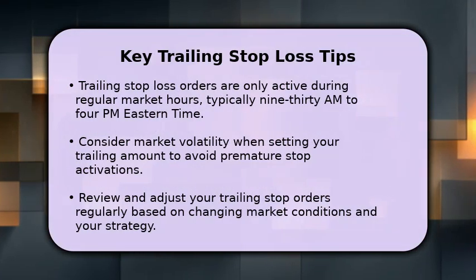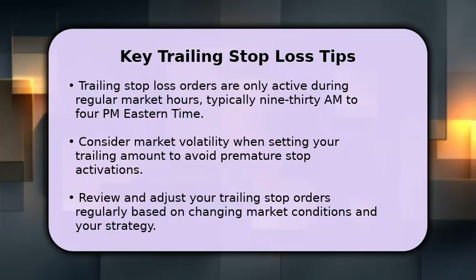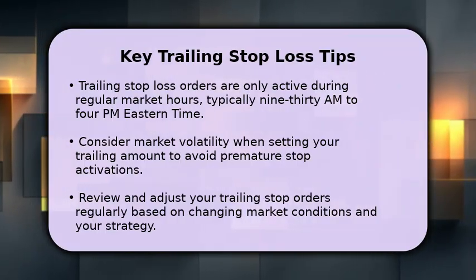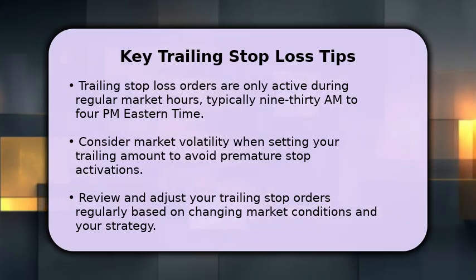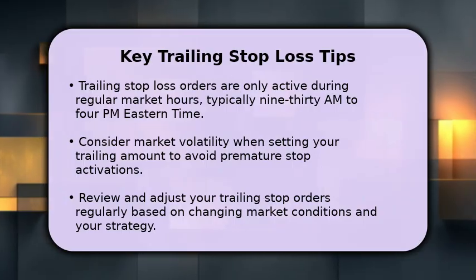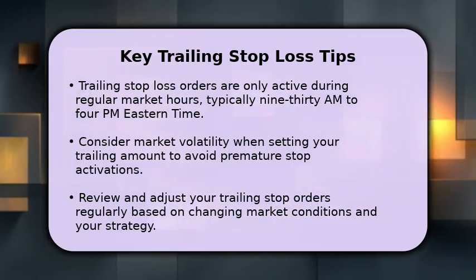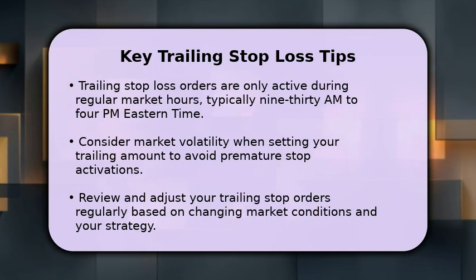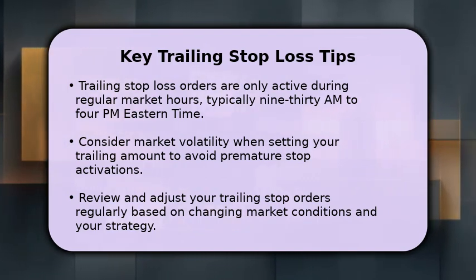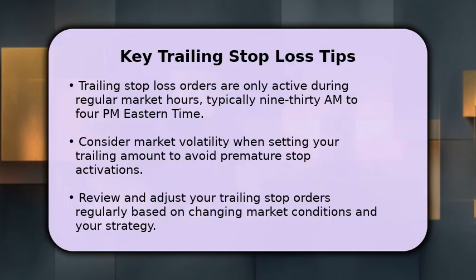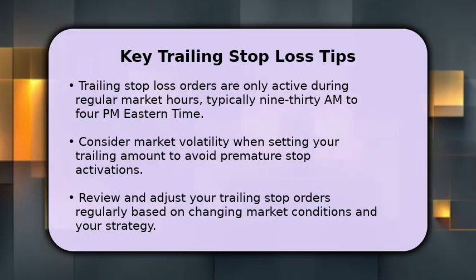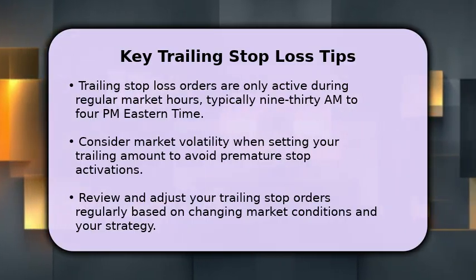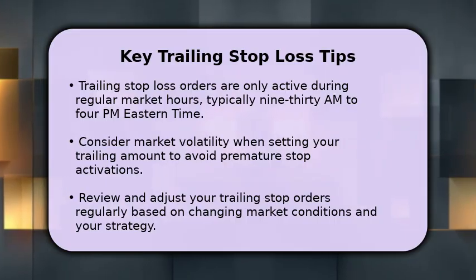When using trailing stop loss orders, remember they are generally only active during standard market hours. Be mindful of market volatility. Setting too tight a trailing amount, like 1%, might lead to your position being stopped out prematurely during minor fluctuations. Conversely, a wider amount, such as 10%, offers more room. Always review and adjust your orders, as market conditions evolve to ensure they align with your current trading strategy.